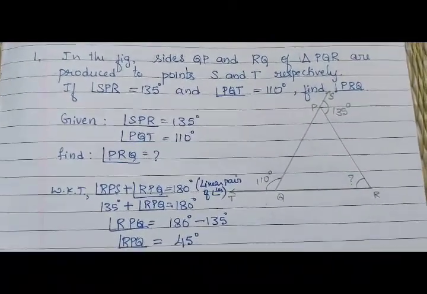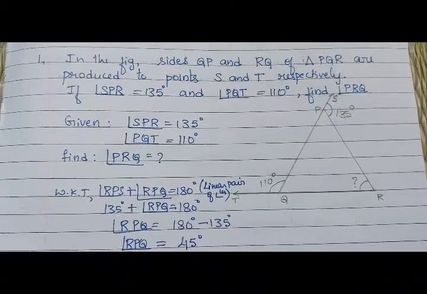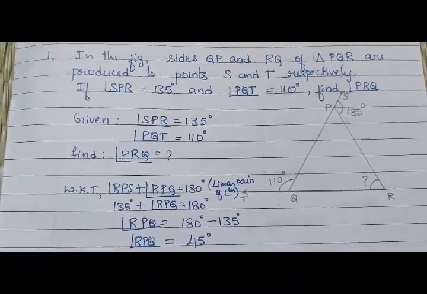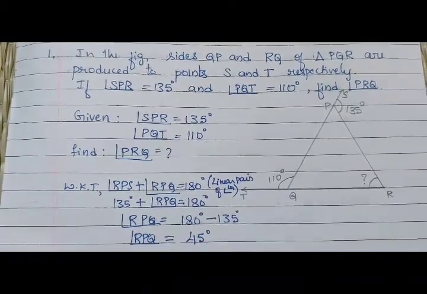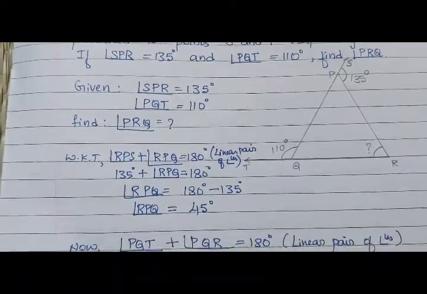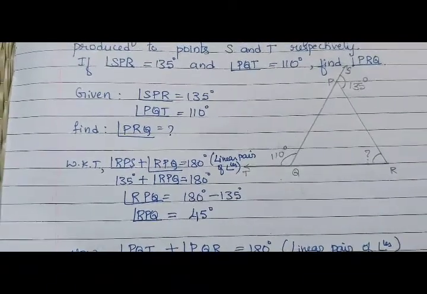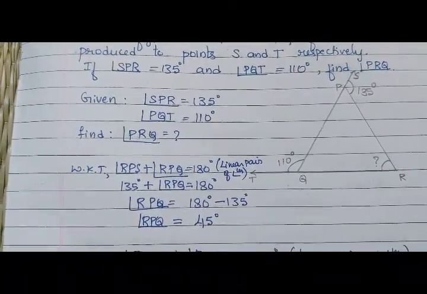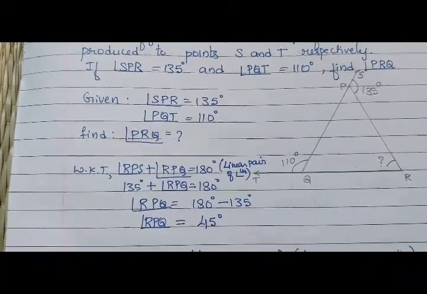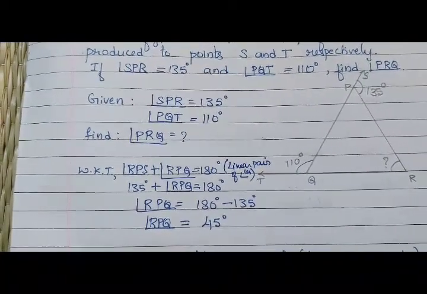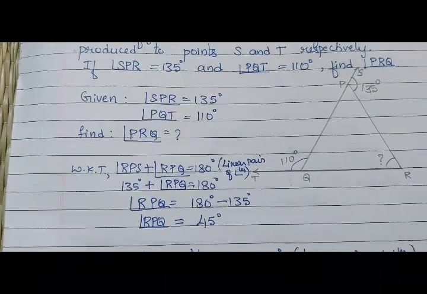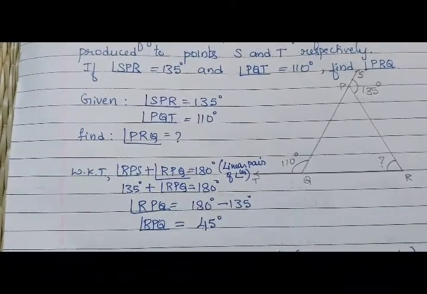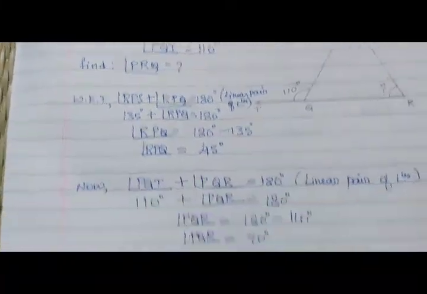Given angle SPR is equal to 135 and PQT is equal to 110. What we have to find is angle PRQ. We know that angle RPS plus angle RPQ is 180, a linear pair. So we substitute: RPS is 135, and RPQ, which we do not know, is equal to 180 minus 135, which is 45 degrees.